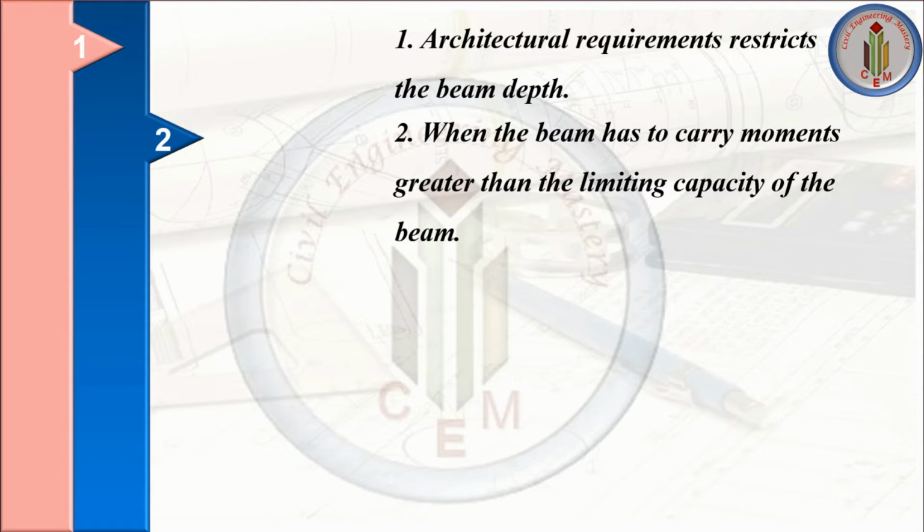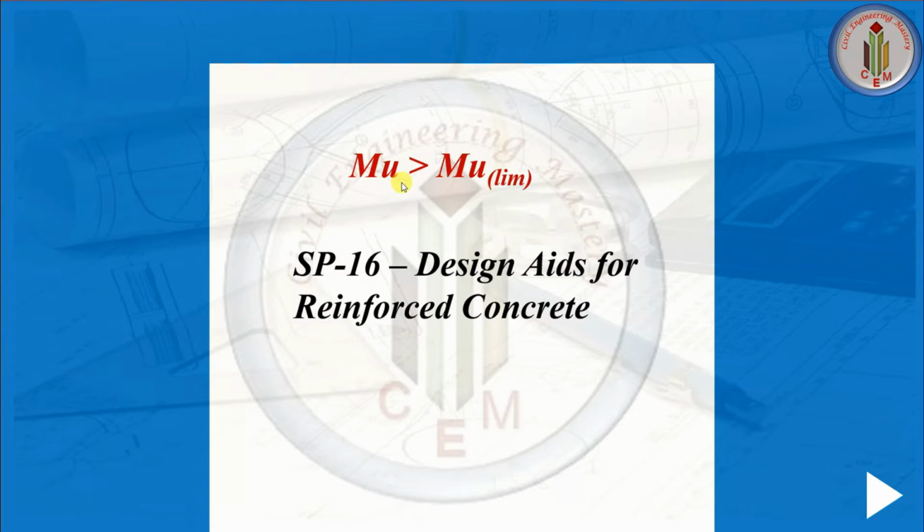Next, when the beam has to carry moments greater than the limiting capacity of the beam. So this is the ultimate moment. The ultimate moment is greater than the limiting moment, that means the factored moment is greater than the limiting moment. In IS 456-2000 there is a formula to calculate this limiting moment, and then we can check whether the actual moment is greater or less than the limiting moment. According to that we can come to the conclusion whether we need to provide a doubly reinforced beam or not.